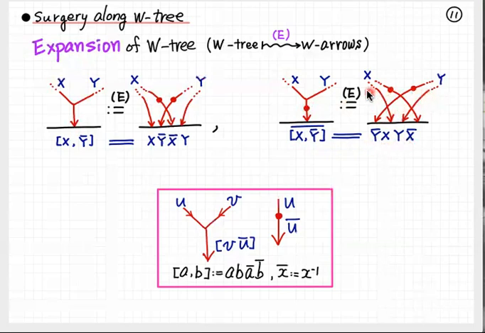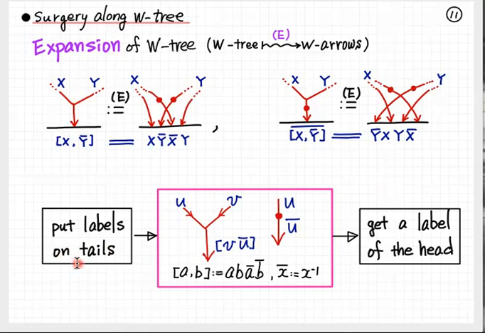And look at this. This really corresponds to the label of these trees. So here Y bar and X, Y and X bar, okay? Anyway, in both cases, the expansion of the W tree is actually the same as the expansion of the commutator bracket. Okay. Moreover, if you put labels on the tails, then if you apply this rule, then we have the label of the head. Okay.